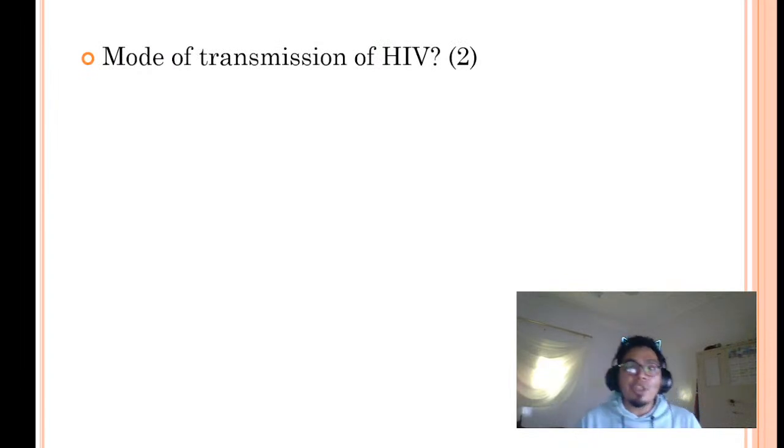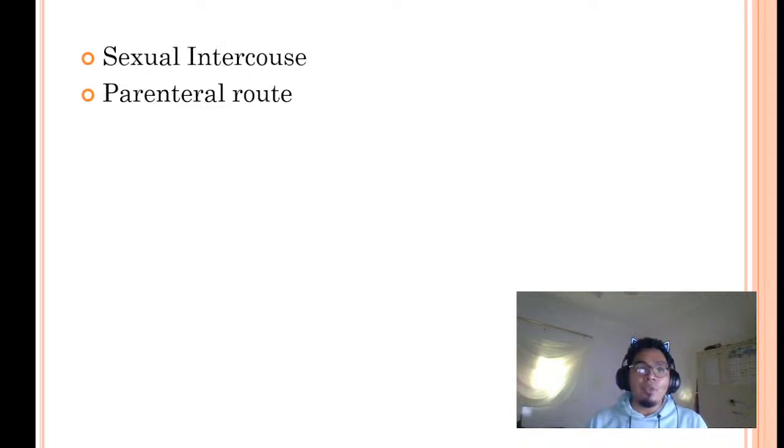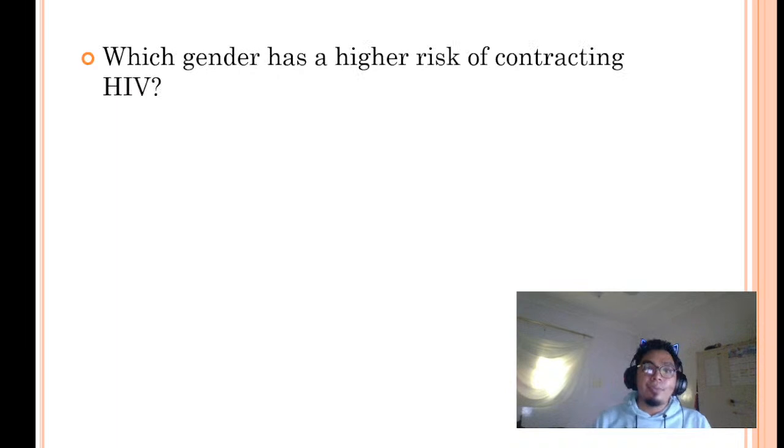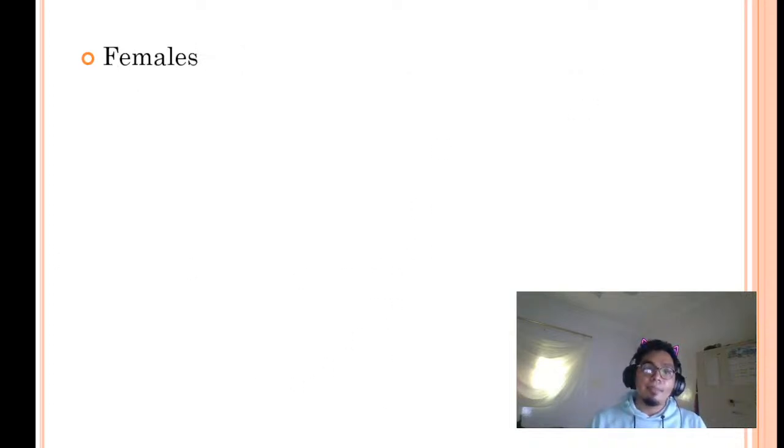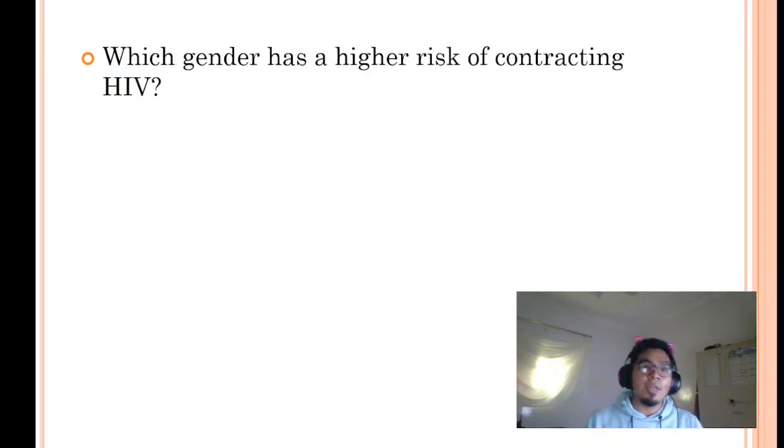Mode of transmission for HIV: sexual intercourse or exchange of body fluids, and of course, the parenteral route. Which gender has a high risk for contracting HIV? Would you believe it? It's actually the females. Which gender is at high risk? The females.